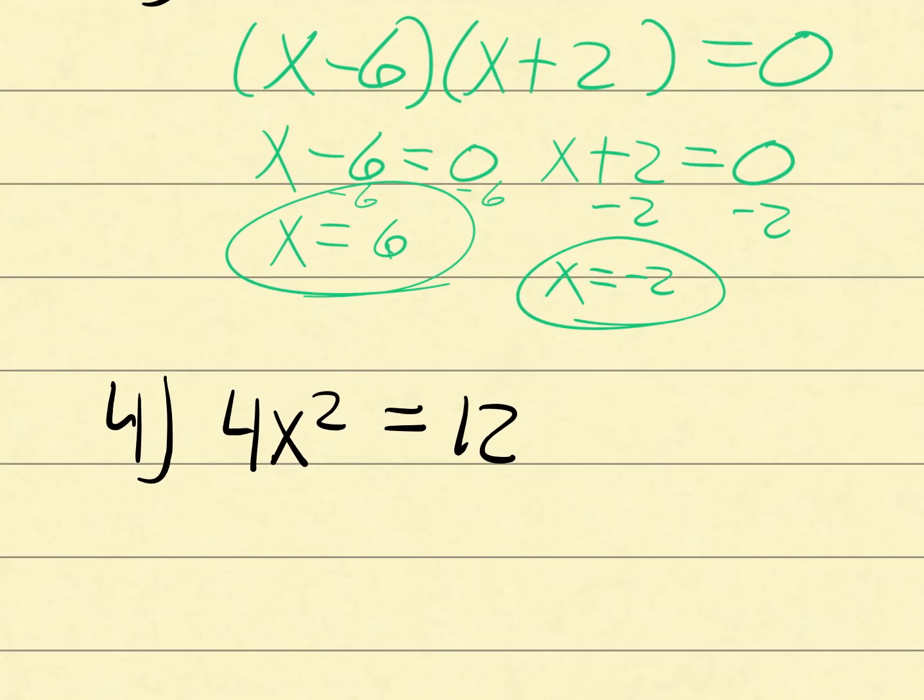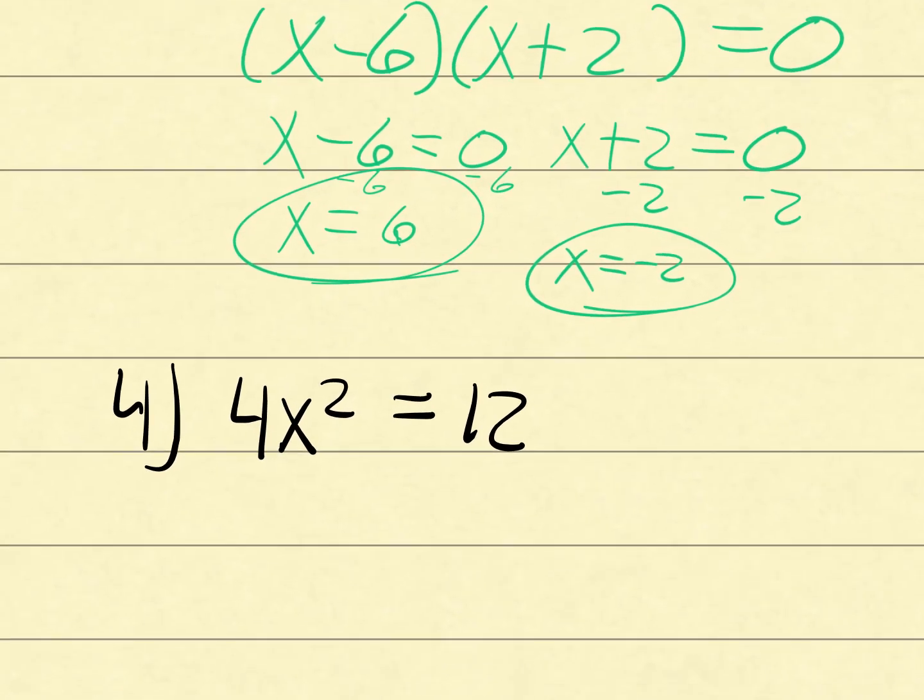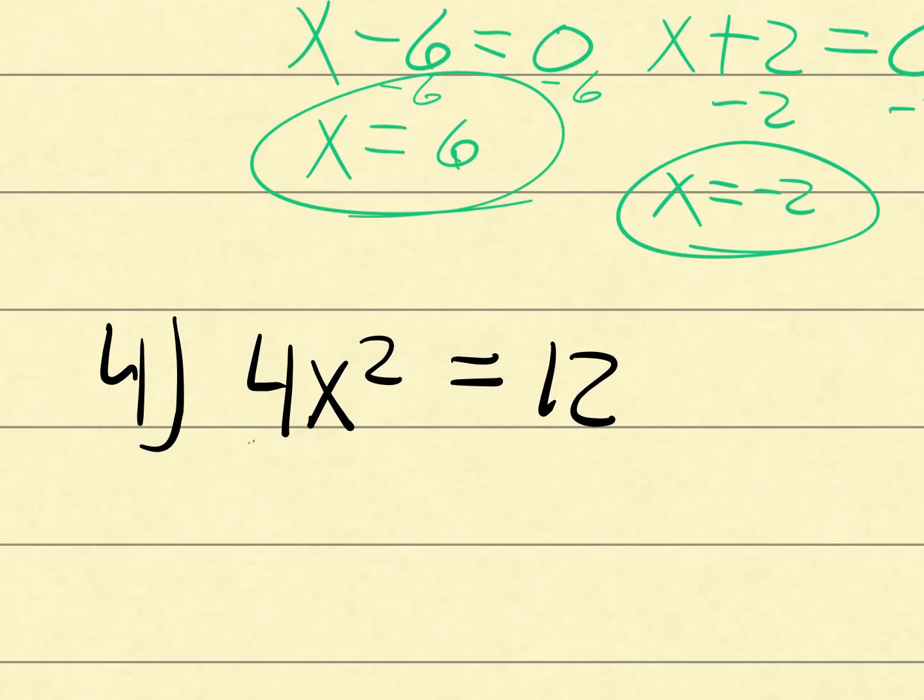All right, so let's try number 4 now. How are we going to do this one? I wouldn't do that yet, though. Take the 4 off. Okay, we can, yeah, good. So I would divide both sides by 4. I would get the x squared by itself.